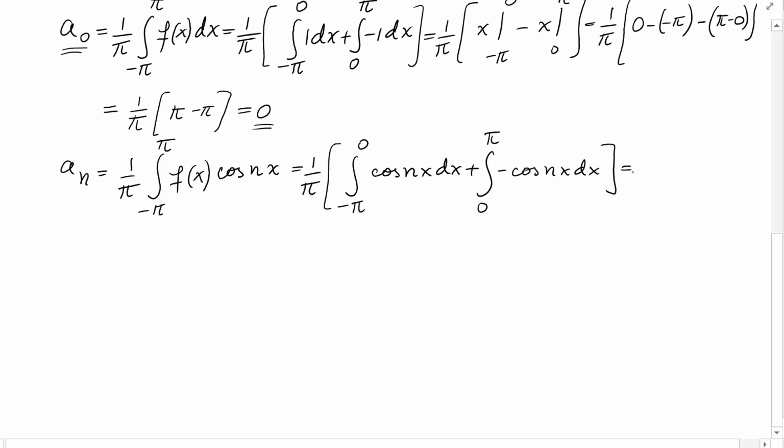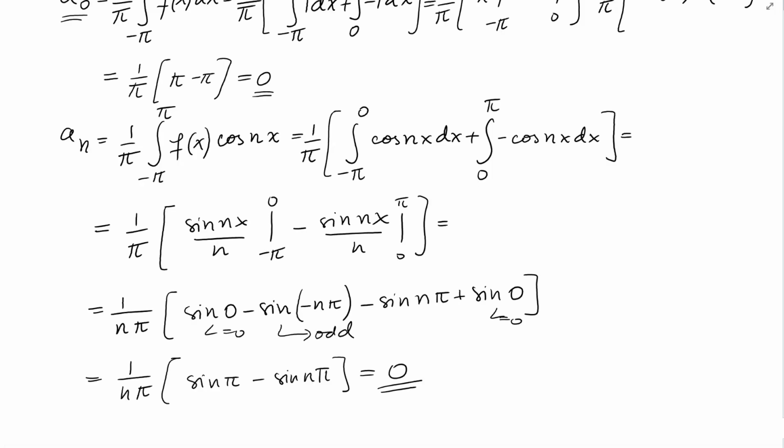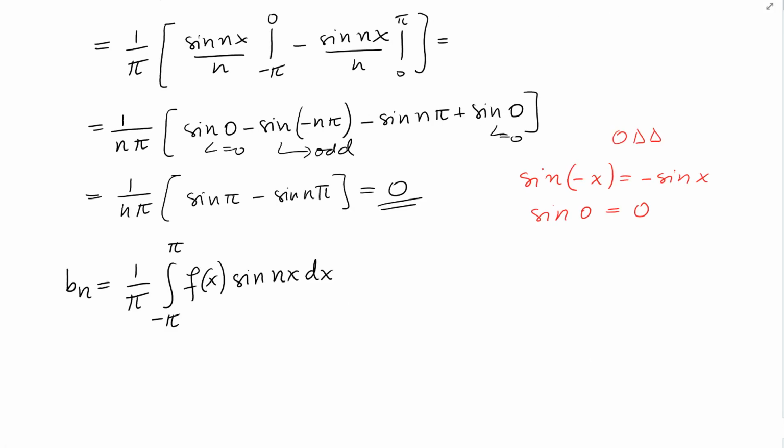So you can pause this video, calculate your own integrals, and then check if we have the same answer. I got 0 by doing the computations that I've done here. And keep in mind, when you have sine of negative x, it is equal to negative sine of x, because sine is an odd function. Also, I used the result that sine of 0 equals 0. So we found a sub n. Let's do b sub n.